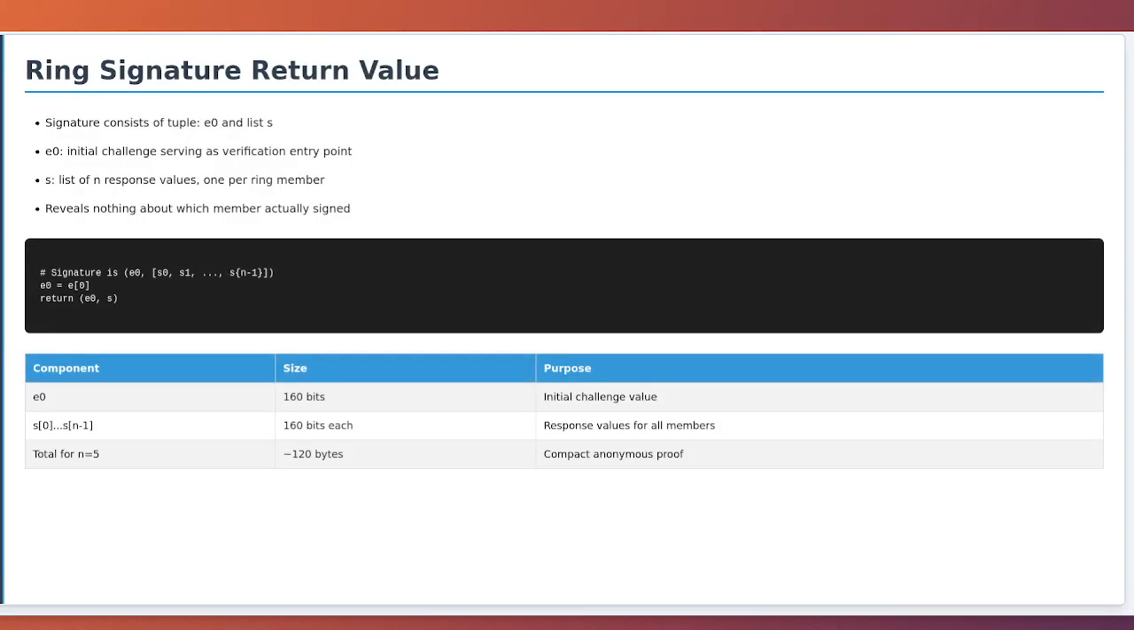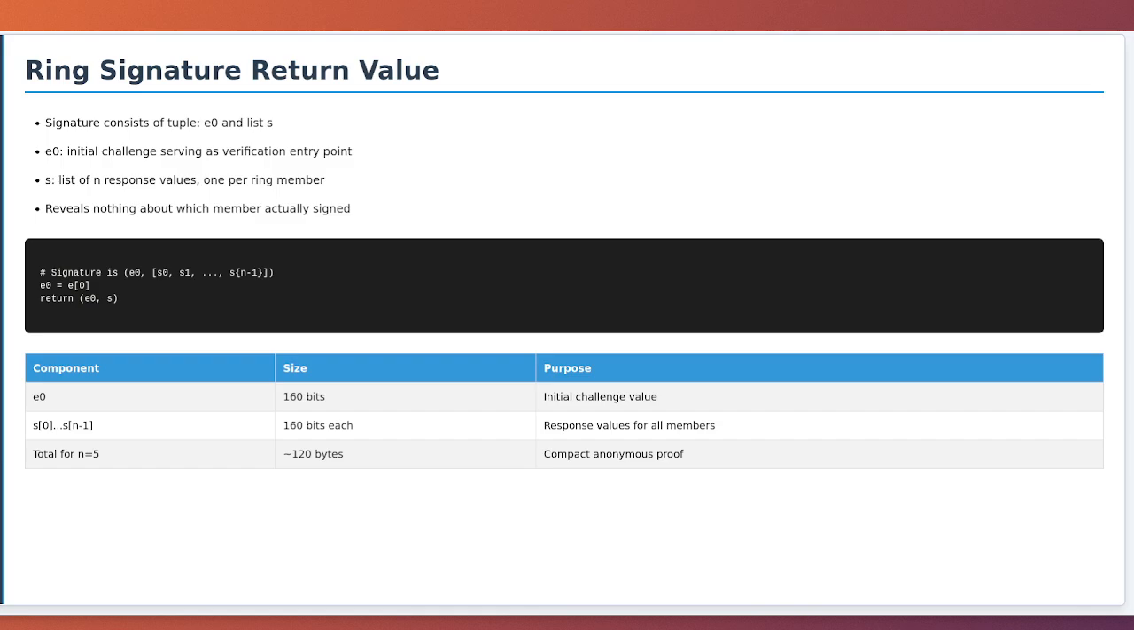Ring signature return value. After completing the ring construction by computing the response for the real signer's position, we have all the components needed for our ring signature. The signature consists of two parts that together prove someone in the ring signed the message without revealing who.